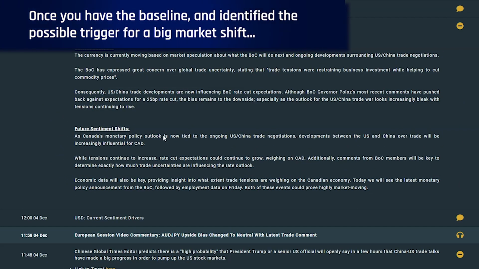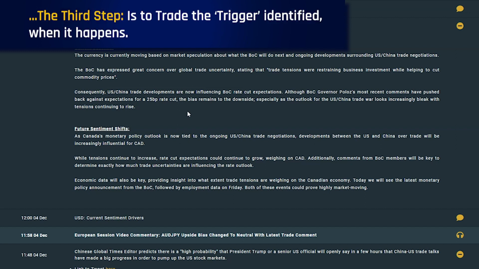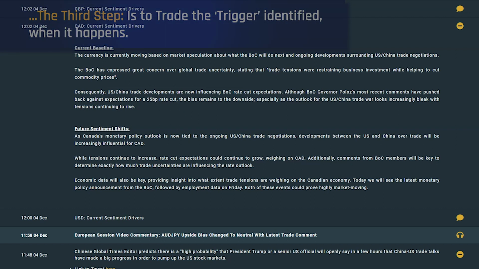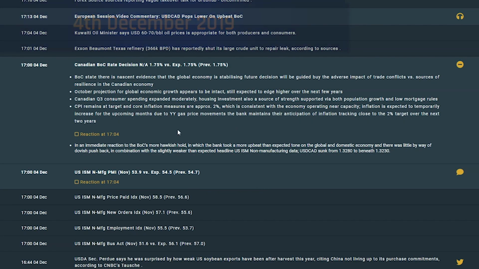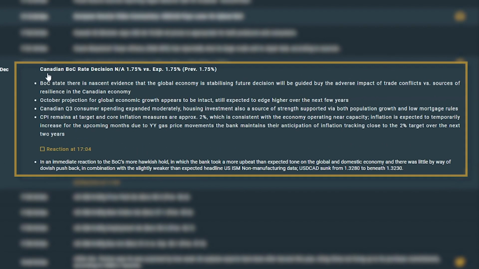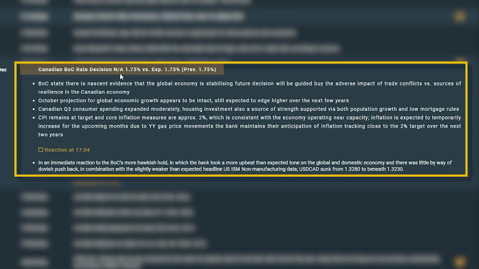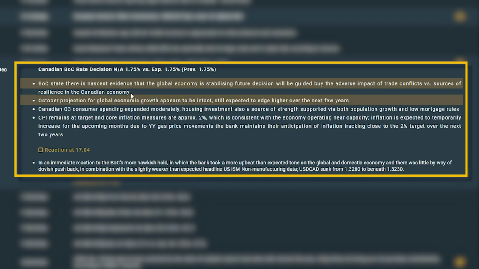Now, all we needed next was the trigger. In other words, the sentiment shift that we identified ahead of time to actually take place. So also on the 4th of December, in the Forex Source terminal, we can see that we had the BoC's rate decision as well as the accompanying statement. Now, we can see from this statement that the BoC stated that there was evidence that the global economy was stabilizing, and furthermore explained that growth appeared to be intact and was expected to edge higher.